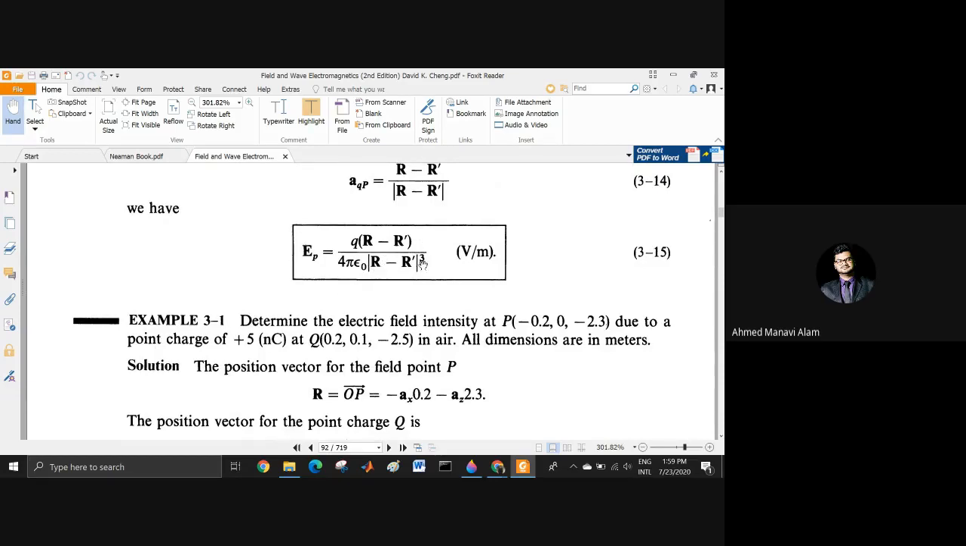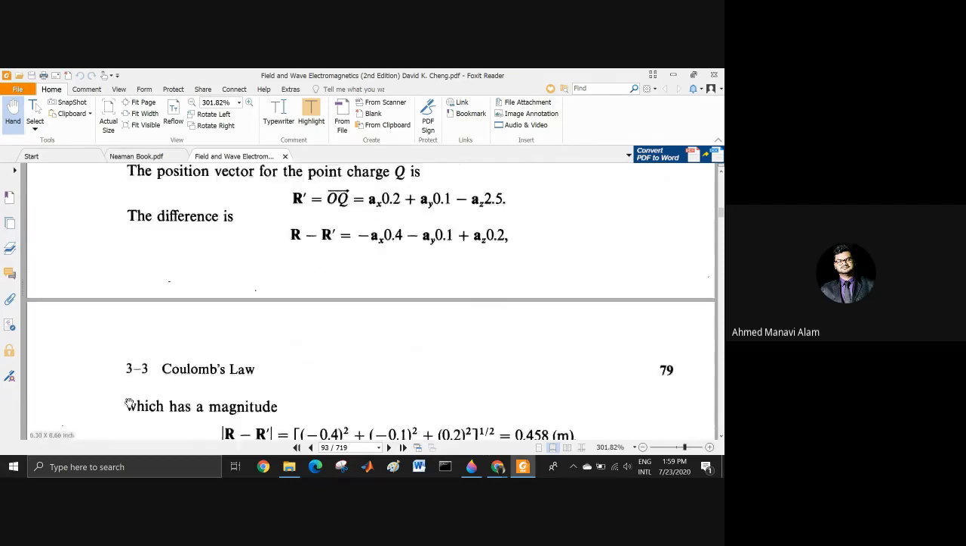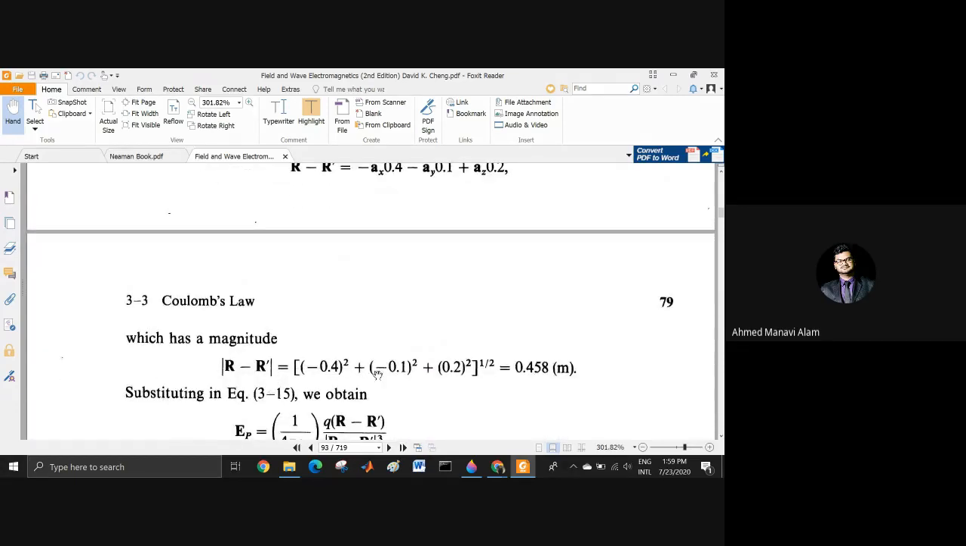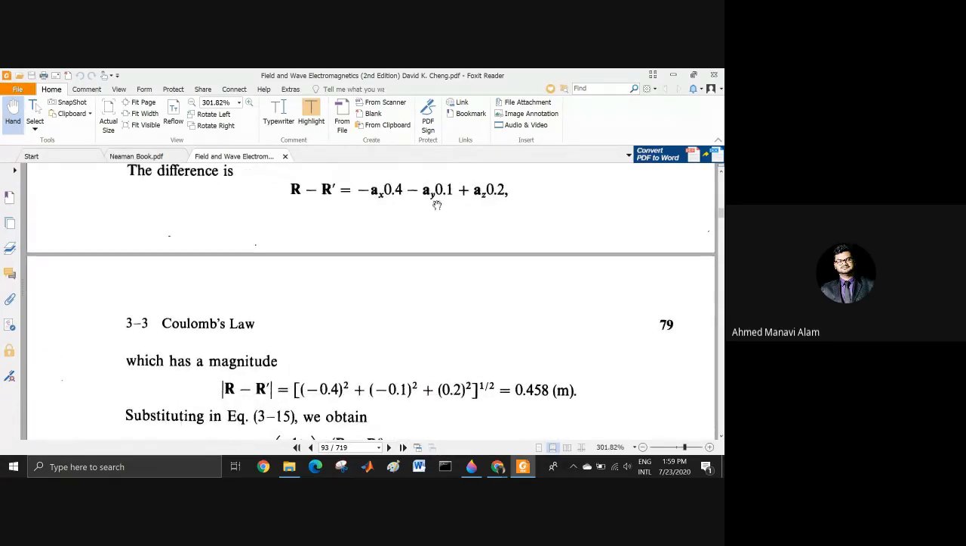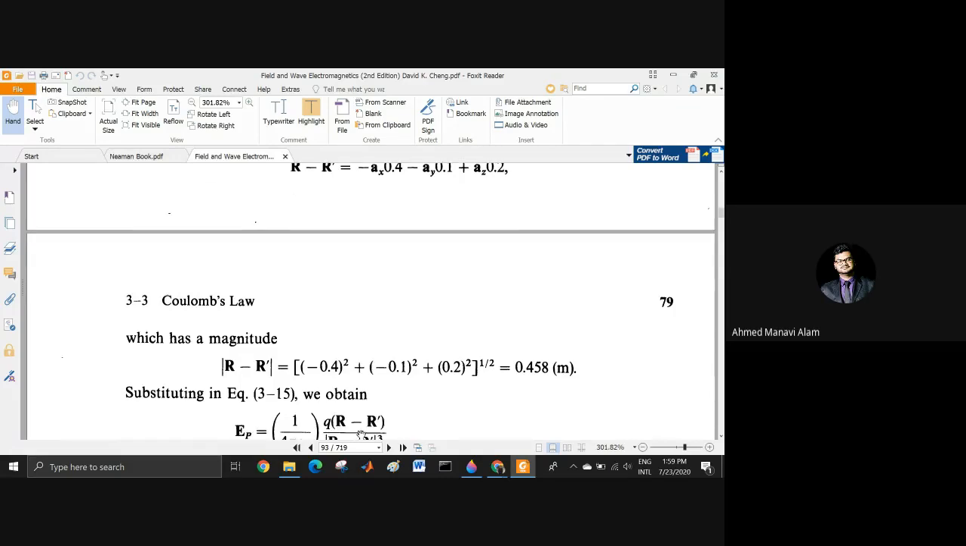Then you will cube it. So what is the magnitude? Magnitude is something like this. So it will be 0.4 square, 0.1 square, 0.2 square, and then whole to the power root. I also took several classes regarding magnitude, how to find the magnitude. So this is my magnitude.